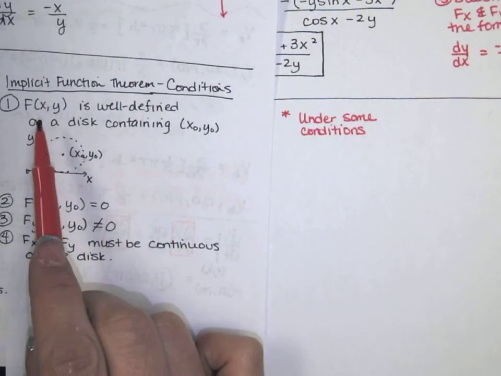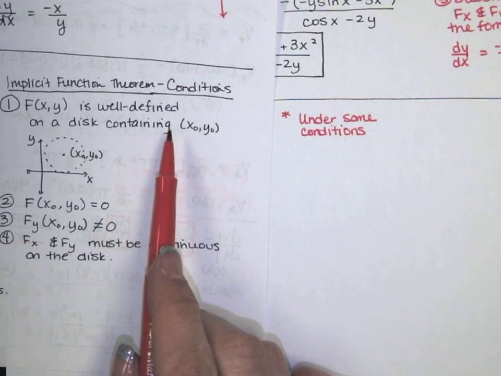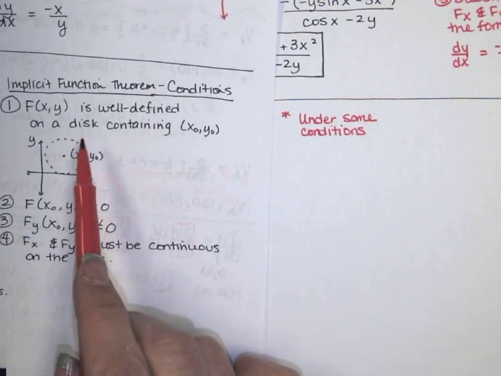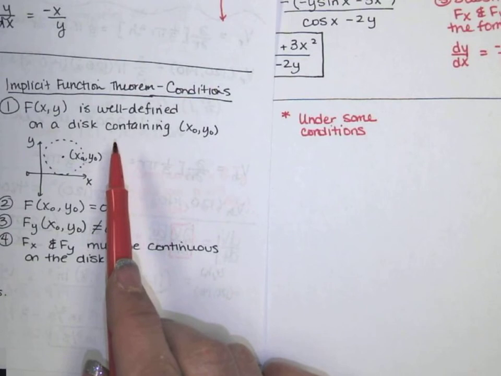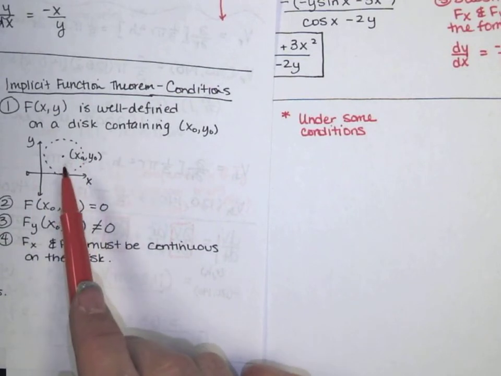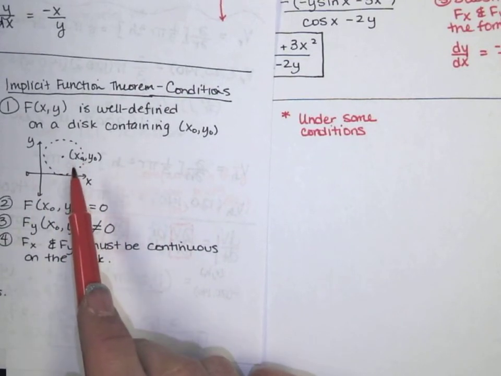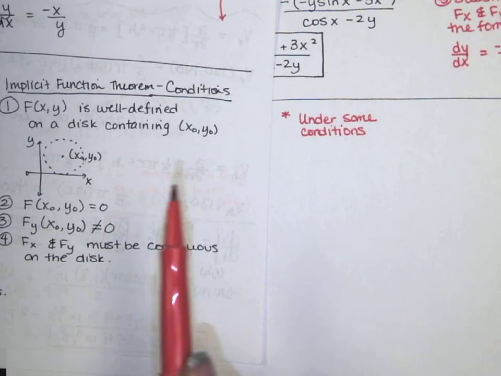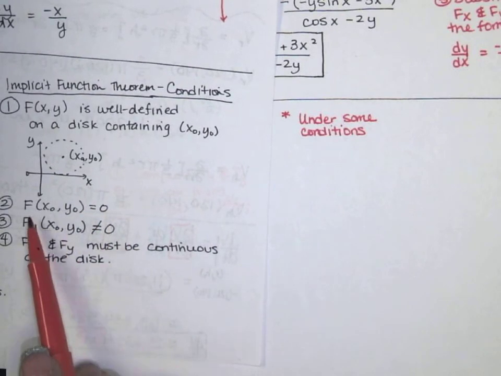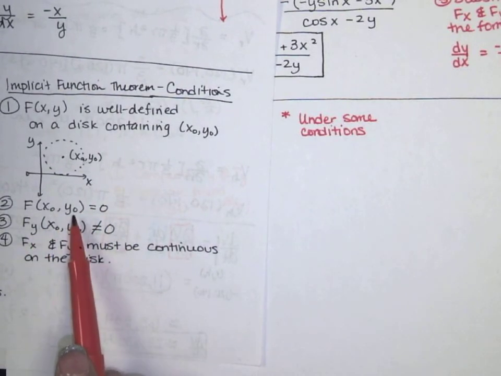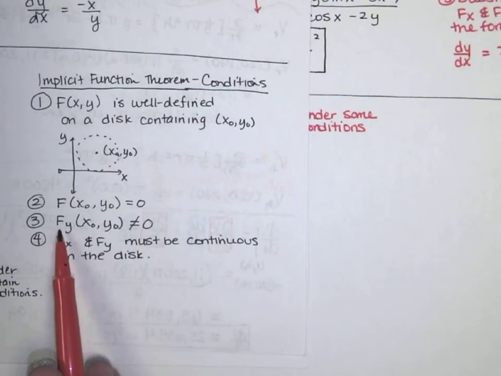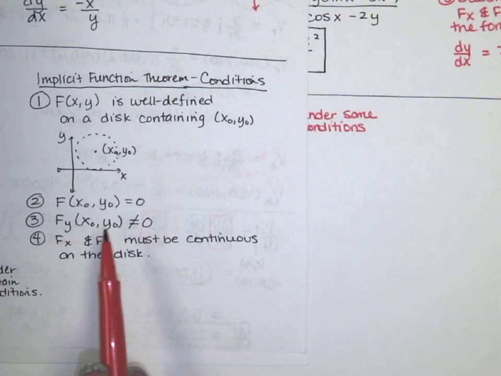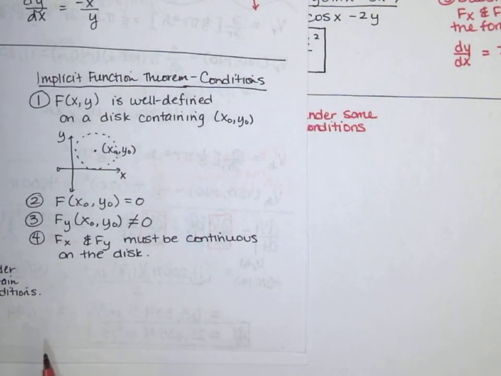So we need the function of x, y, and z to be well defined. It's not going to be on a disk anymore, it's going to be on an open ball, basically. It's like the 3D analog of this disk. It's the interior of some sphere centered at x naught, y naught, z naught. We need the function evaluated at x naught, y naught, z naught to be 0 so that it satisfies this equation. And the partial of f with respect to z at x naught, y naught, z naught can't be 0.